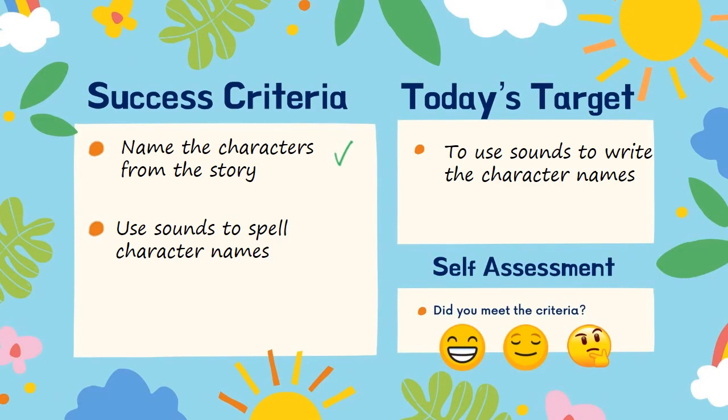Today's target was to use your sounds to write the character names. Now, to do that, you needed to be able to name the characters from the story and then use your sounds to spell the character names. Now, you've just checked your answers on the last screen. So if you did that, well done. I'm really proud of you. You can give yourself a smiley face at the bottom of your paper. Well done.